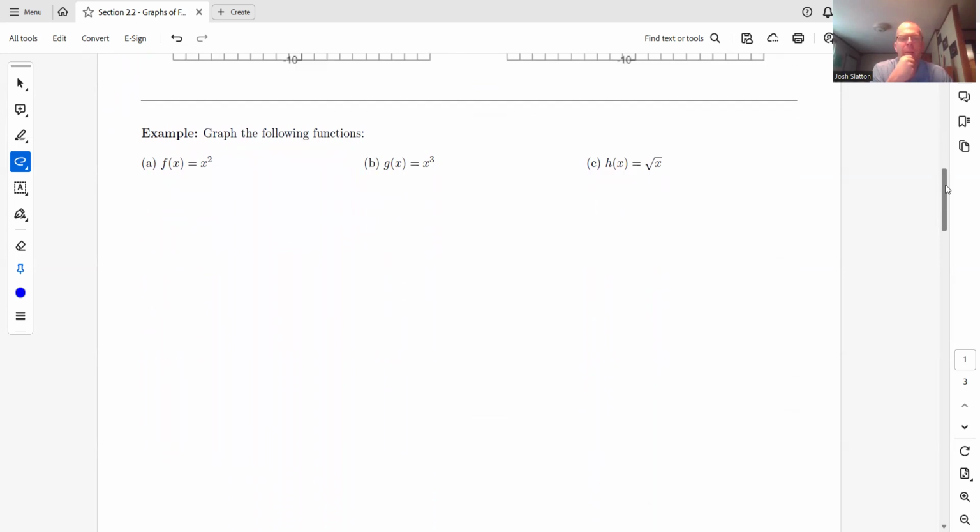So now we have three parent functions, we can call them. These are just the basic functions, basic graphs for these types of functions. So here we have a quadratic.